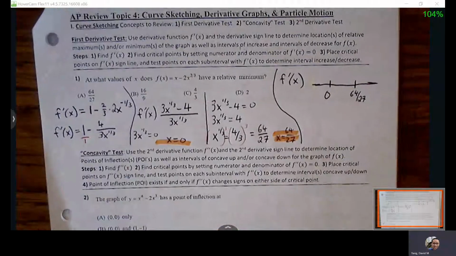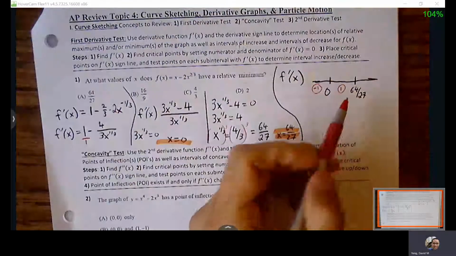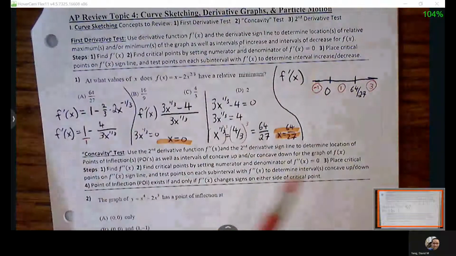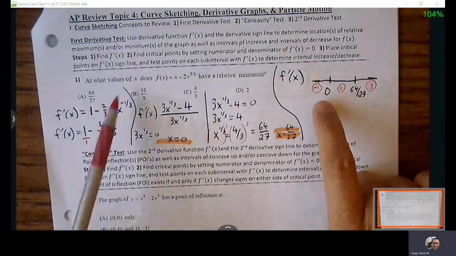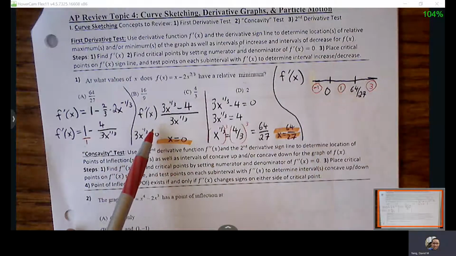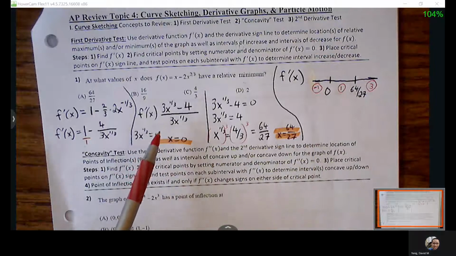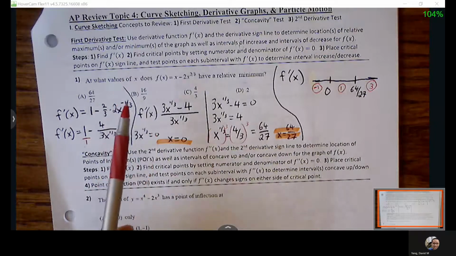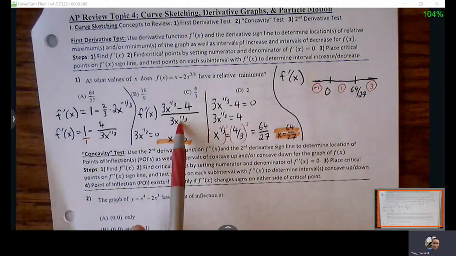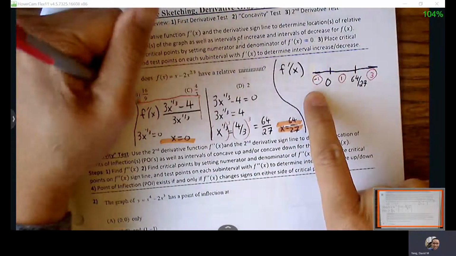Okay, we choose values in each subinterval. I'll choose -1 here. I'll choose 1 here. Again, 64/27 is a little bit more than 2, so I'm going to just be safe here, choose 3. All right, where do I insert these values, into the original function or into f prime, to test my sign line? Okay, we want to know behavior of slope, right? So slope is going to come from f prime. Okay, so we're going to test these values against f prime.